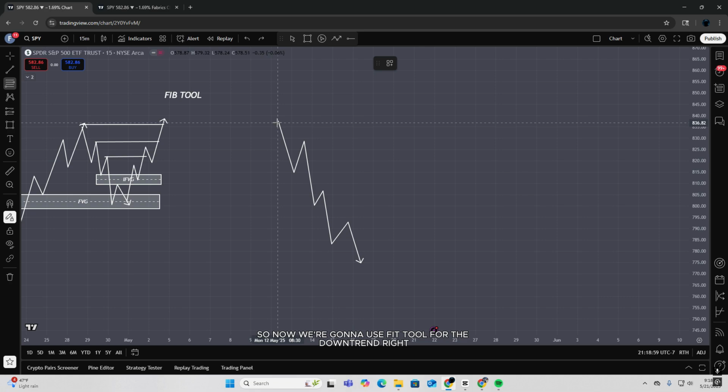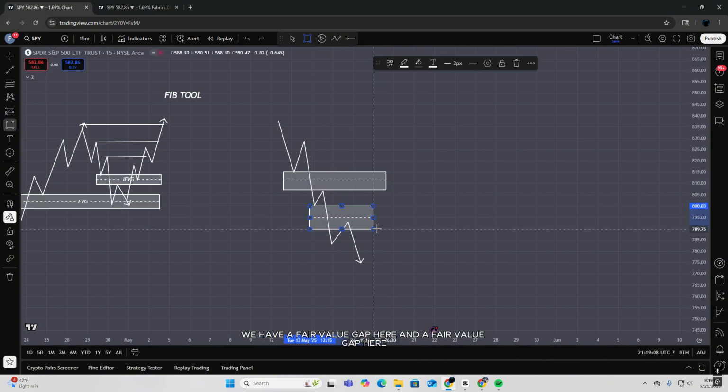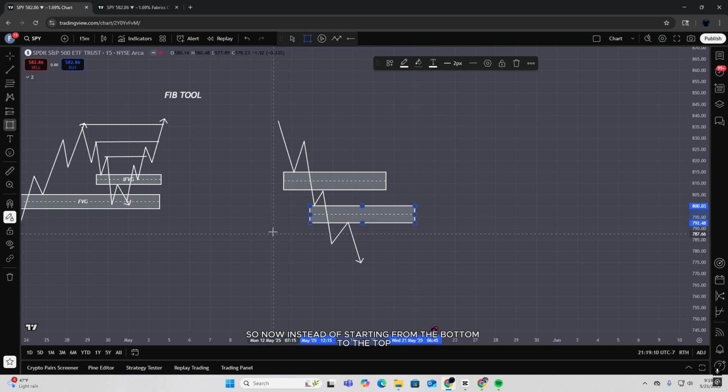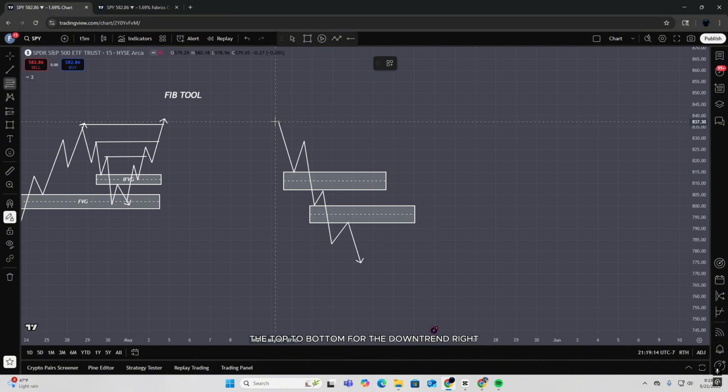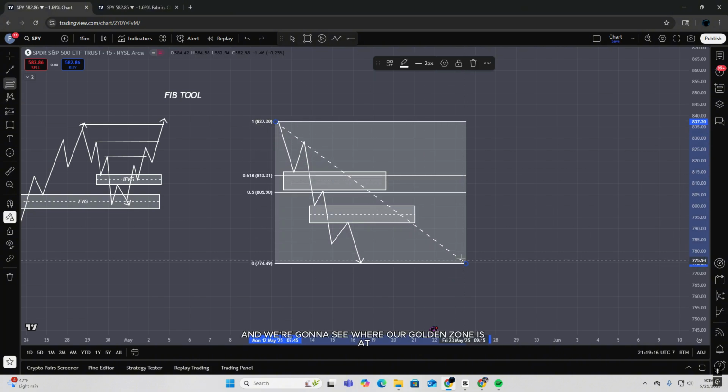All right, so now we're going to use the fib tool for the downtrend. This is an obvious downtrend and you're going to see that we have two fair value gaps, one here and one here. So now instead of starting from the bottom to the top, we're going to start from top to bottom for the downtrend, and we're going to see where our golden zone is. Our golden zone is this little box between the 0.5 and the 0.618.